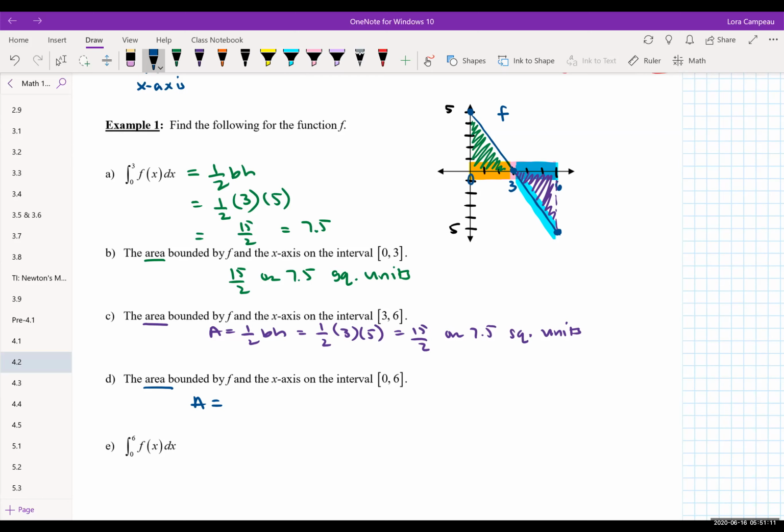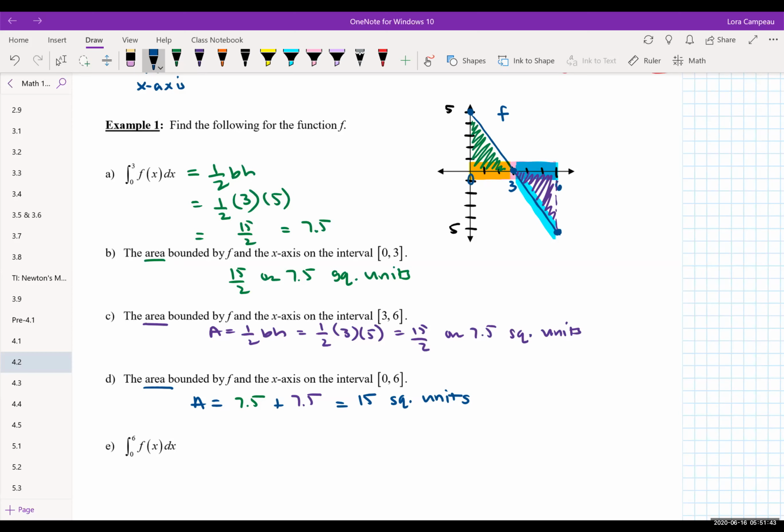You can see the triangle above the x-axis from 0 to 3. That will be 7.5 square units. And then if you add that to the same area of the triangle below, the purple one we've shaded in, it's still 7.5. So in the end, 7.5 plus 7.5, we should get 15. But because we're speaking about area, we are still attaching the idea of units. So square units.